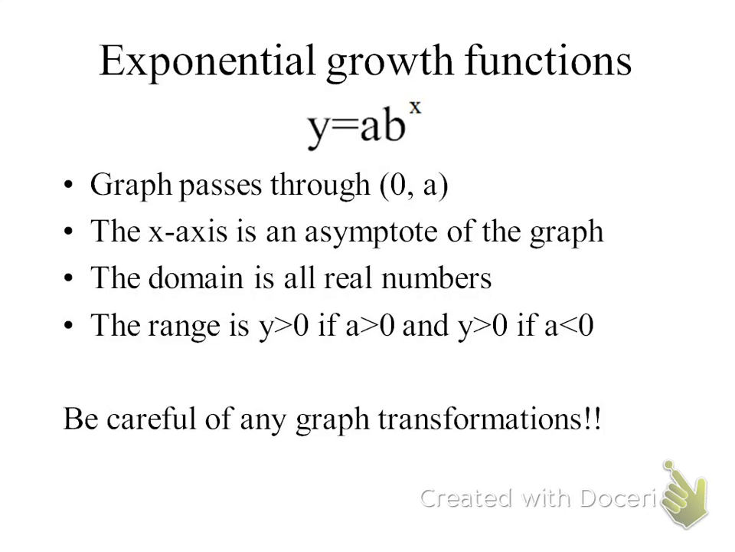Here's a little bit more about exponential growth functions. Again, that's the form you'll see them in. Y equals A times B to the X. When it's in this form, the graph passes through the point (0, A), meaning that A is the y-intercept. The x-axis is the asymptote of this graph, so as you get away from the origin in one direction or the other, it will approach the x-axis. The domain is all real numbers. The range is that y is greater than 0 if A is greater than 0.